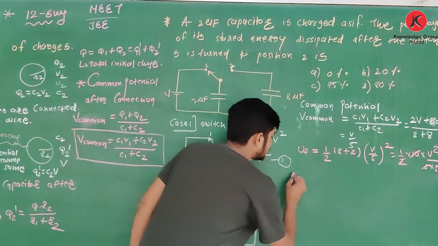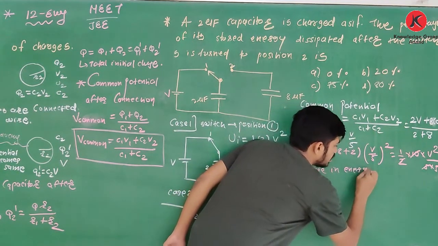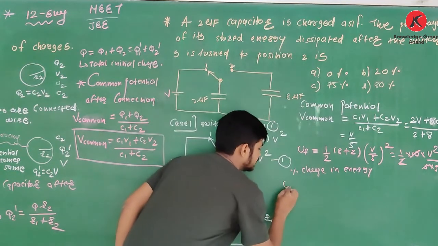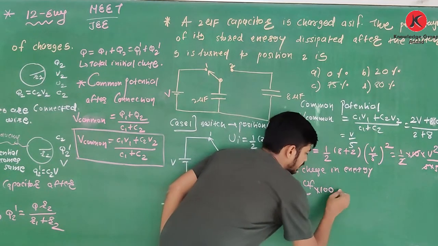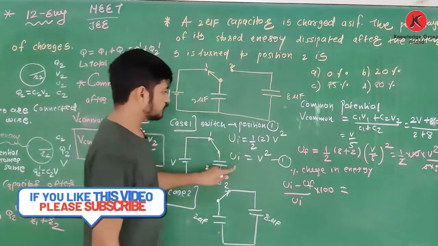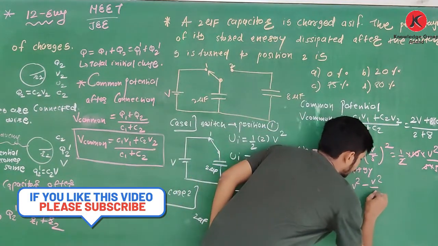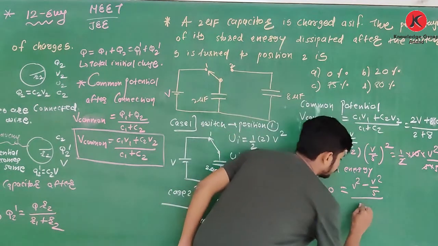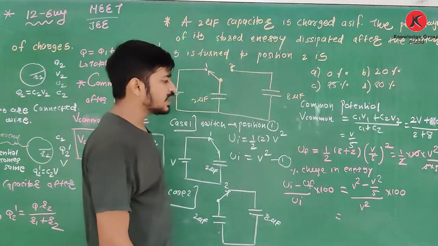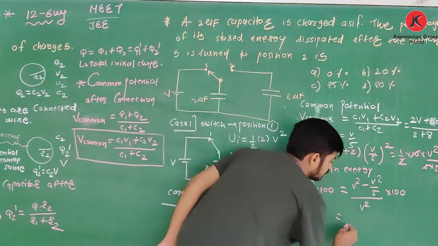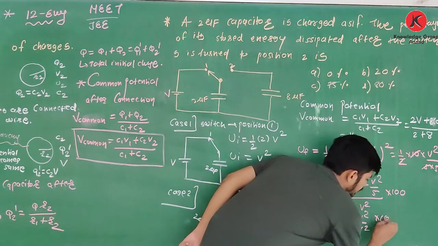So what is the percentage change in energy? Percentage change in energy is UI minus UF upon UI into 100. What is UI? UI is V square minus, what is UF? It is V square by 5. Divided by UI, that means V square, into 100. So it is V square minus V square by 5, that is 4 V square by 5. So it is 4 by 5 V square upon V square into 100.